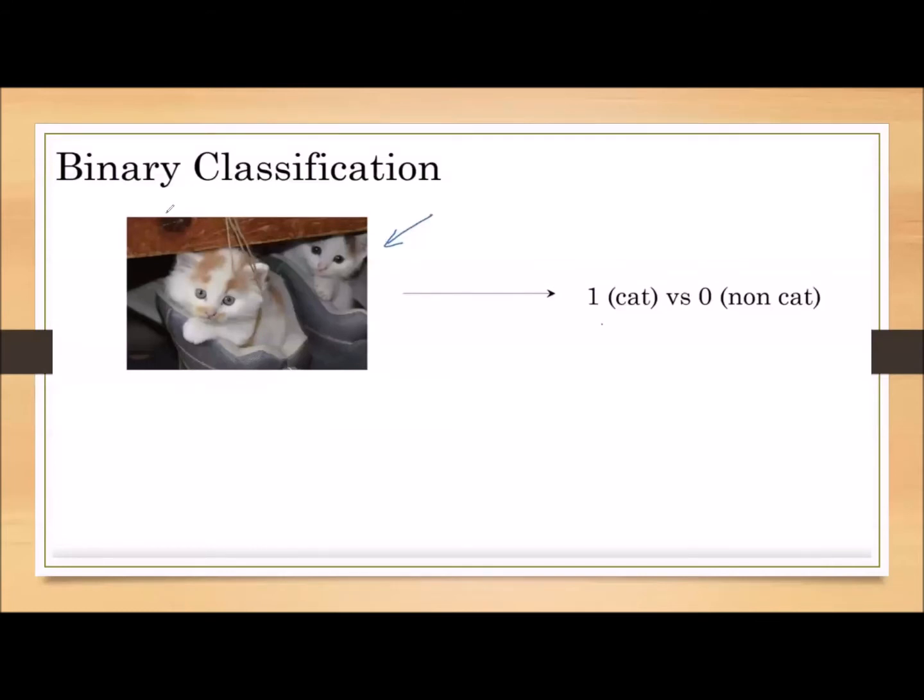For that, we are taking the binary classification as the name. Binary is representing 2. The output is either 1 or 0. 1 is a positive class, which is telling there is a cat in this image. 0 is a negative class, which is telling there is no cat in this image. This is a classification problem because the output is fixed and it is discrete.